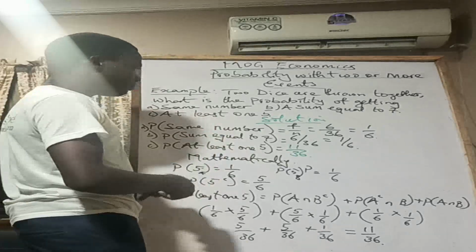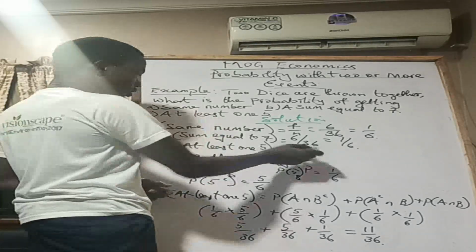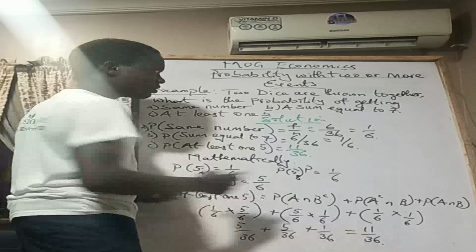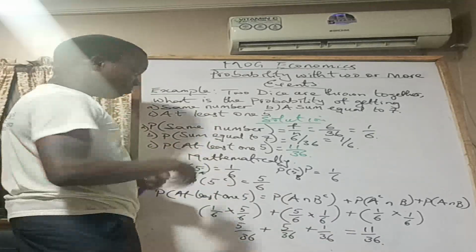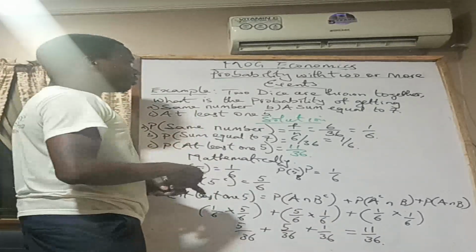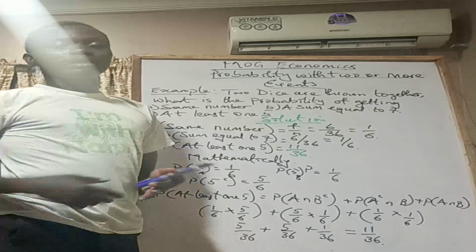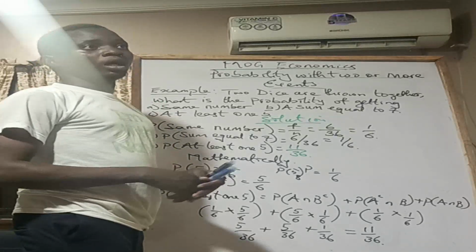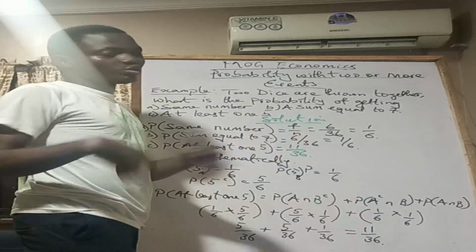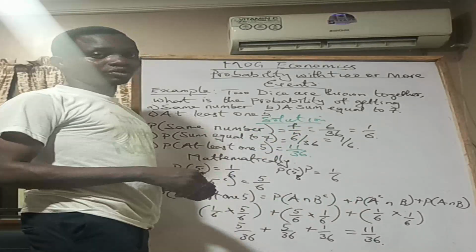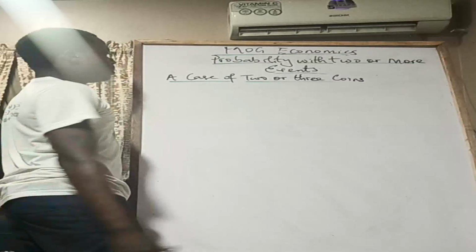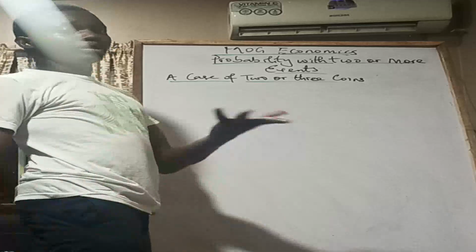All right. So we've been able to do this and this. The next part of this class, which is the final part before your assignment, is to look at the sample space when you're tossing two or more coins, like two or three coins. That's just what we are going to limit ourselves to. A case of two or three coins.